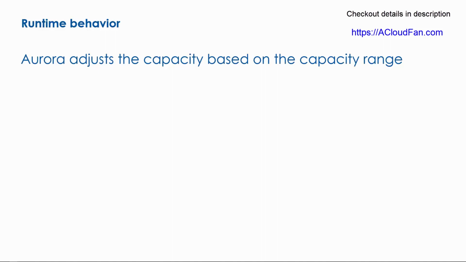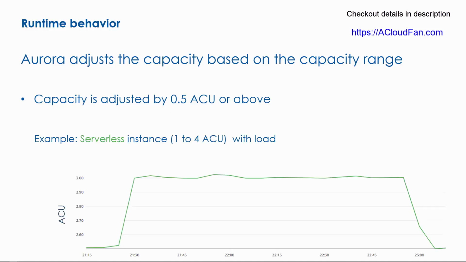At runtime, Aurora monitors the pressure on the serverless instance and dynamically adjusts the capacity to appropriate levels. The capacity changes are adjusted by 0.5 ACU or above. As an example, let's consider a cluster with a single serverless instance. Let's say the capacity range is 1 to 4 ACU. When load is run against such a cluster, Aurora will dynamically adjust the capacity allocated to the instance.